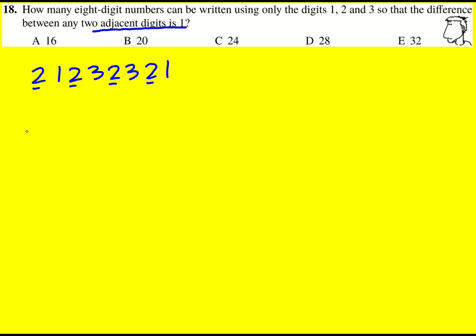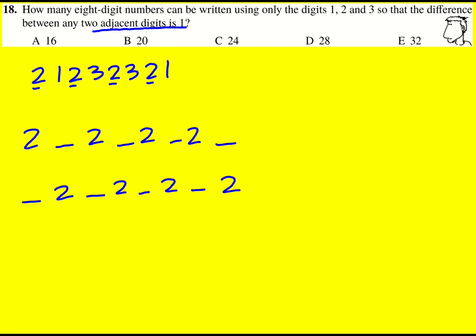And that means all my 8-digit numbers that start with a 2 would look a bit like this, where the little lines mean I could pick 1 or 3. Now, I could alternatively start with 1 or 3, and then it's going to have to again alternate. And those are the only possible numbers that I can make. So the question is, how many different arrangements can I get within this?